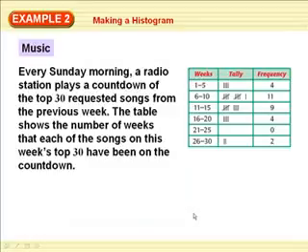So, making a histogram. Every Sunday morning a radio station plays a countdown of the top 30 requested songs from the previous week. The table shows the number of weeks that each of the songs on this week's top 30 have been in the countdown. So you can see they've made the frequency table. Here it is. When we make our histogram, the weeks are going to be on the x-axis. You're going to put the weeks right here.